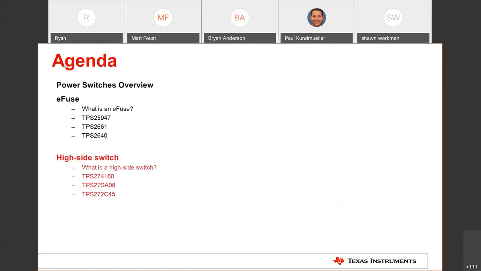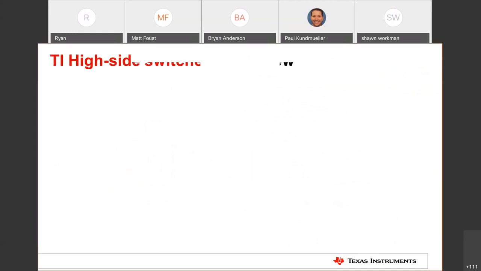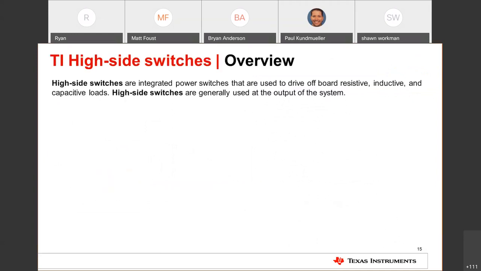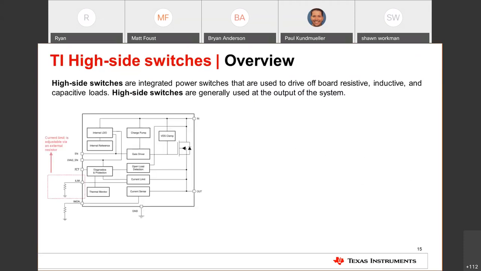Now to switch gears over to high-side switches. We'll talk about what a high-side switch is and some of the new devices coming out of that portfolio. So high-side switches are integrated power switches that are used to drive off-board resistive, inductive, and capacitive loads. High-side switches are generally used at the output for driving these off-board loads. Below shows a typical block diagram of a high-side switch.